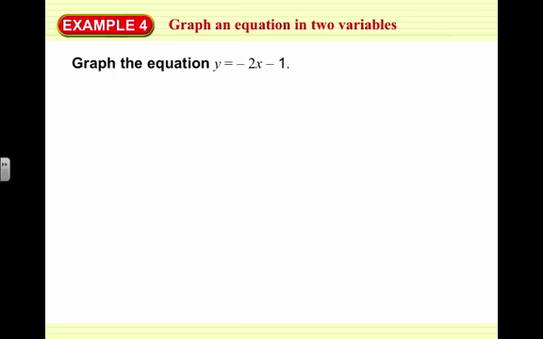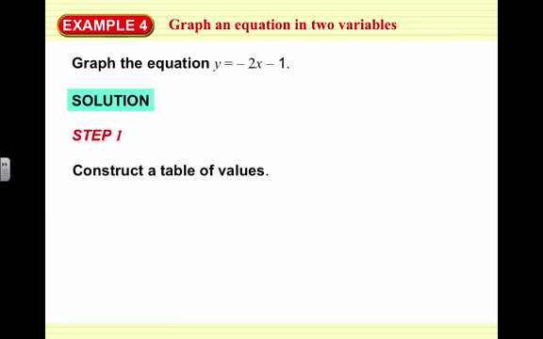Okay, we're going to graph an equation in 2 variables. We're going to graph y equals negative 2x minus 1. Now, in the future, we'll be talking about all kinds of ways to graph lines, but I want to talk about the most basic way to graph any equation in 2 variables. You can always select inputs, select x values, and generate outputs, generate y values. You can always do that. So that's what we're going to do here.